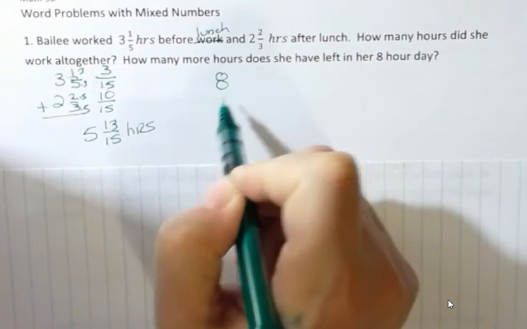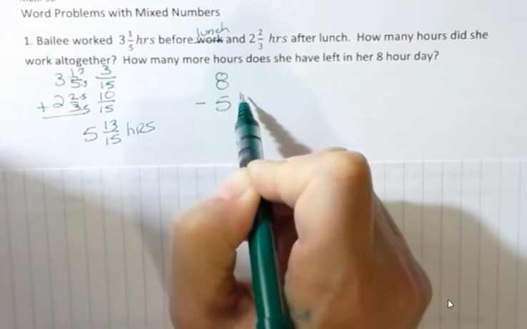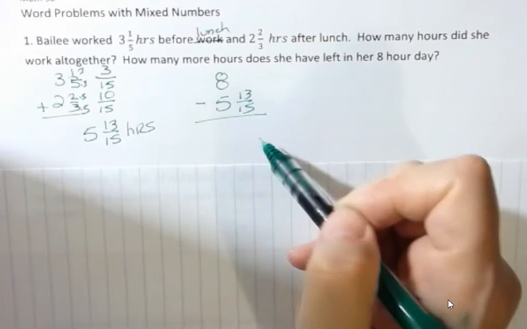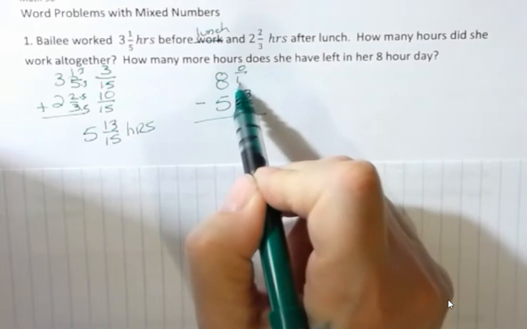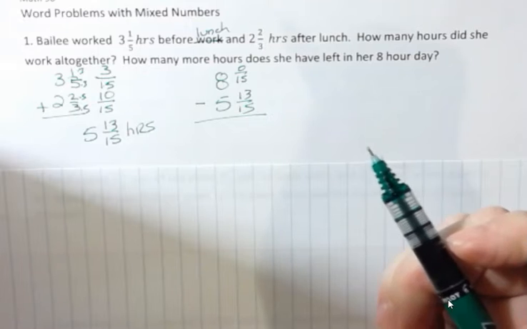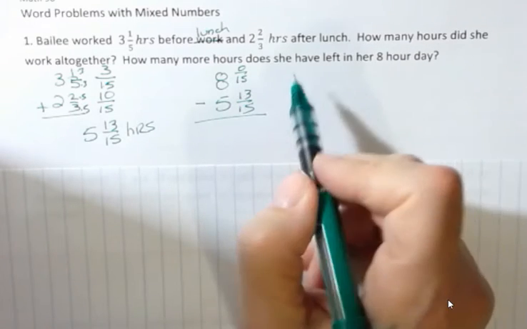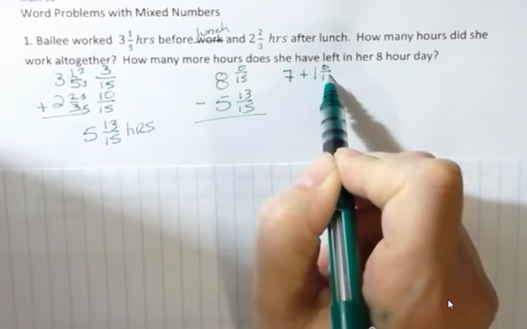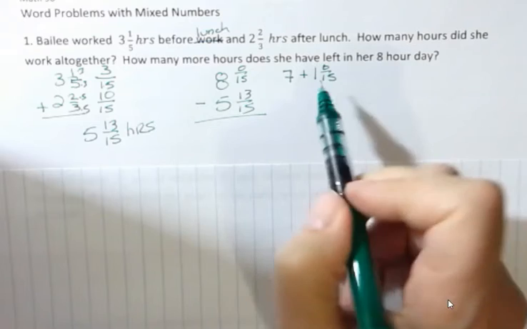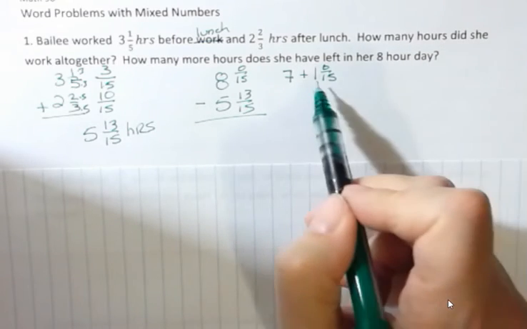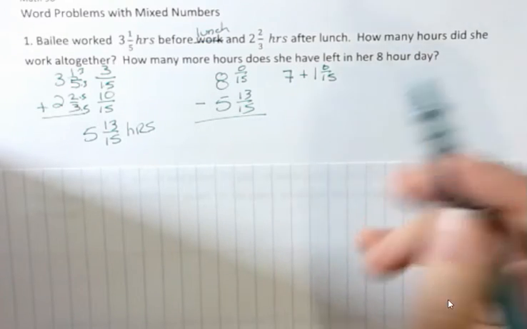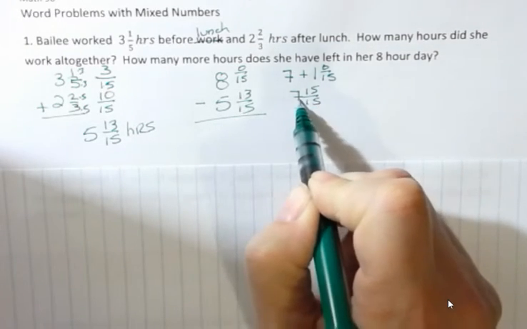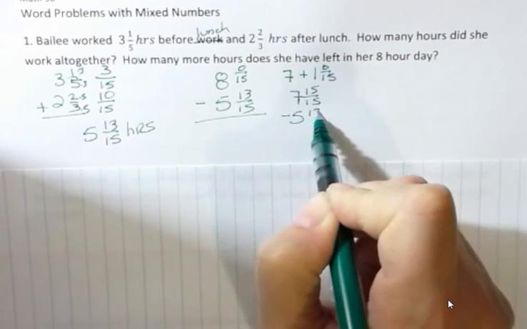So we're going to take 8 hours and subtract what she's done and see what's left. Now we can't just drop the 13/15ths down, because this is actually 0/15ths. And so we're going to have to do some rearranging to make this work. The way I like to think about it is 8 becomes 7 plus 1 and 0/15ths. And so what is that? Well, 1 times 15 is 15, plus 0 is just 15. So I have 7 and 15/15ths minus 5 and 13/15ths.